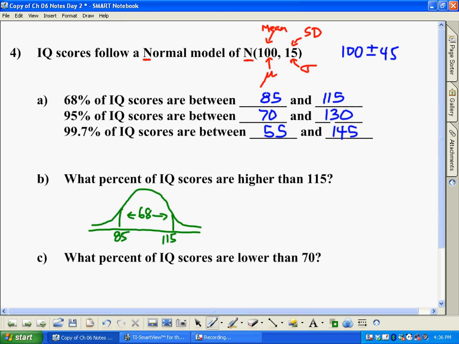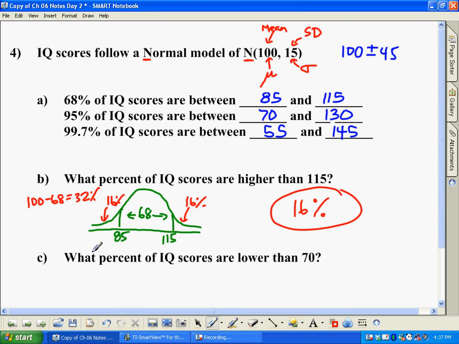Now, because it's perfectly symmetrical, what percent is not accounted for? Well, if we take 100 minus 68, that means 32% of our curve is unaccounted for, which means in these two tails, the low tail and the high tail, it's going to split that 32 in half. So basically there should be 16% over here and 16% over here. So when it says what percent of IQ scores are higher than 115, the answer would be 16%.